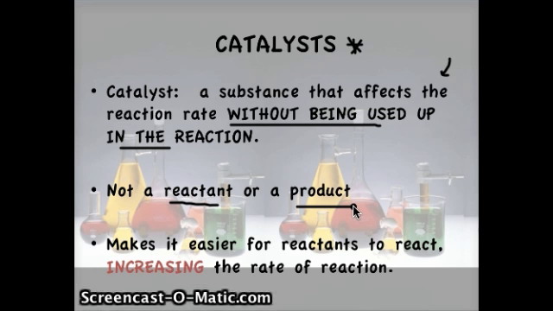The way a catalyst works is it makes it easier for reactants to react, so it increases the rate of reaction. It kind of does the job of bringing the reactants together. It brings them together, but it doesn't participate in the reaction. Okay, it's kind of like a matchmaker. You bring the people together, you don't really participate in their relationship, but you bring them together and speed up their chemistry. So that's kind of what a catalyst is like. All right?